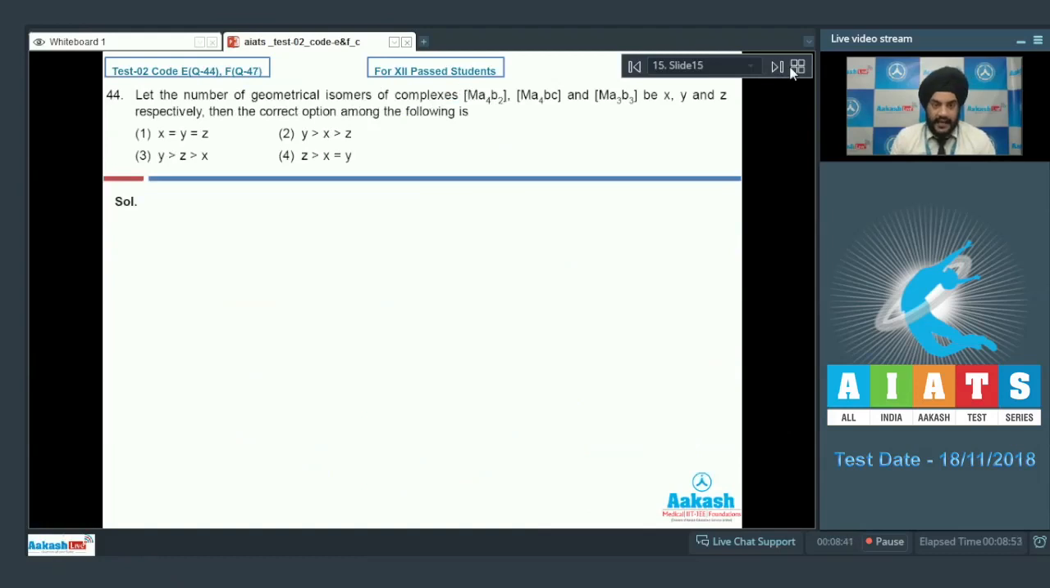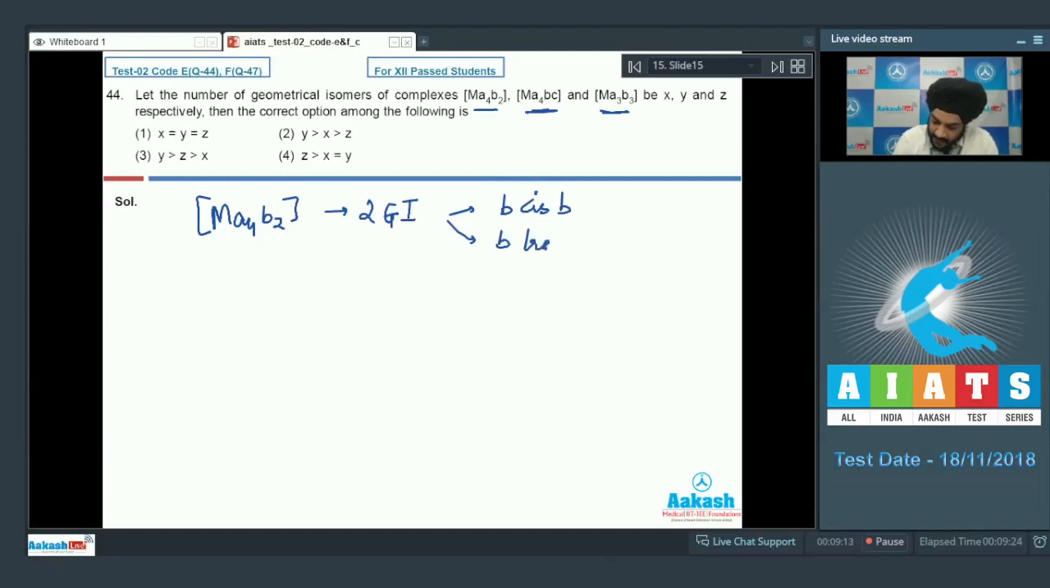Question 44. Let the number of geometrical isomers of complexes Ma4B2, Ma4BC, and Ma3B3 be X, Y, and Z respectively, then the correct option among the following is. So if we talk about Ma4B2, students, this is going to have two geometrical isomers, in which first will be B cis B and the second will be B trans B. And rest ligands will arrange themselves accordingly. So it has two geometrical isomers. So X is equal to 2.